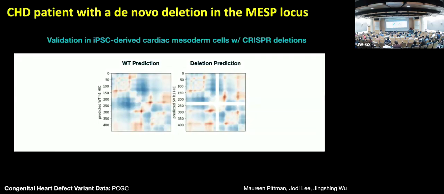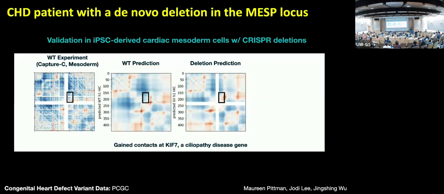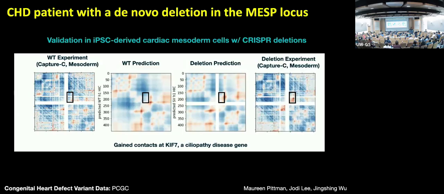So here are the predictions for one patient variant in a locus that contains several genes that are known to be important for heart development. And we have this gain of chromatin contacts predicted as a result of the deletion of a sequence in the middle there. When we collected actual chromatin capture data in the wild type, we see blue as predicted, so not much chromatin interaction there. And then in the cell line where we inserted the deletion, we see a gain of interactions exactly as the model had predicted.